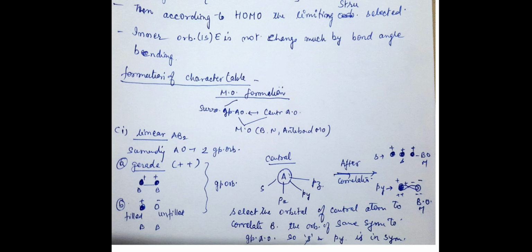Okay. Now formation of the character table. How do we form the character table of the triatomic molecule? Molecular orbital formation. First we take surrounding group atomic orbitals and central atomic orbital. Now linear AB2 type, surrounding atomic orbitals are two group orbitals because these are the two substituted atoms BB. Okay, B2. So we have two group orbitals. First is, just look at the left side of the slide.